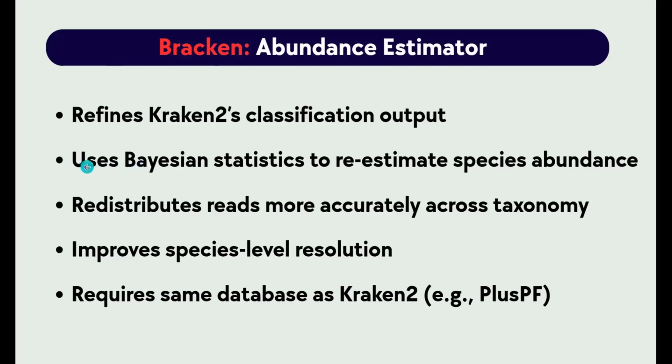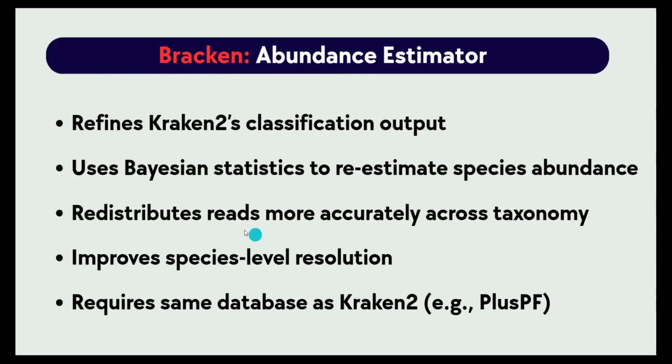The second point in Bracken is that it uses Bayesian statistics to re-estimate species abundance. This just means Bracken uses a smart mathematical approach, which is Bayesian probability, to better guess how many of each microbe are actually there, even if some reads are unclear. It uses probability to put an estimate of how many microbes are there.